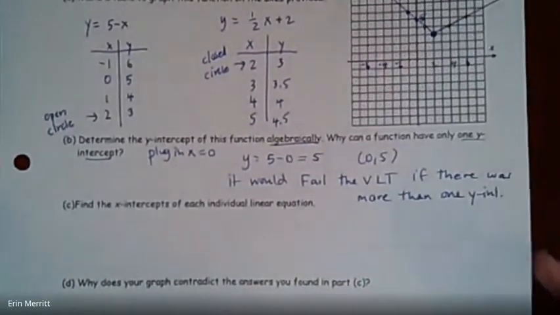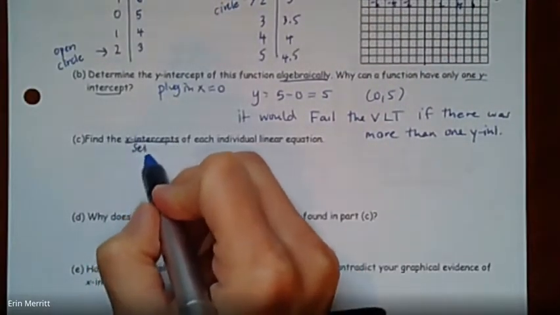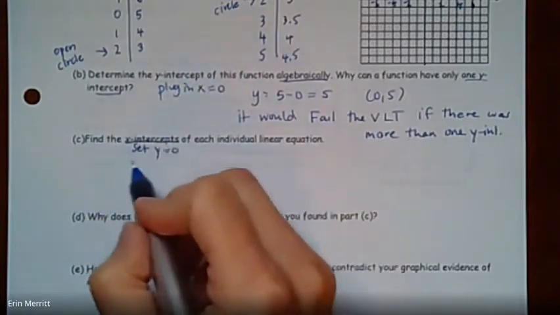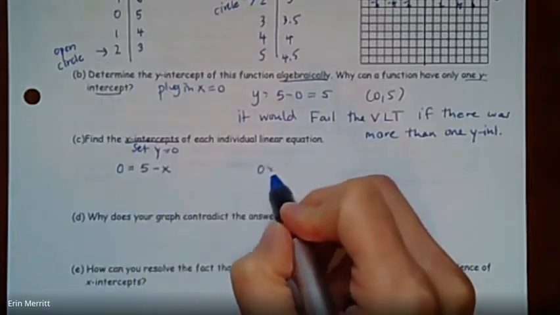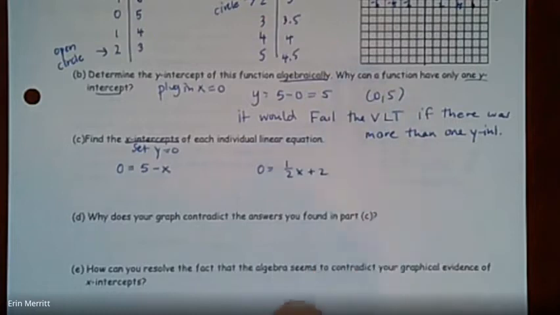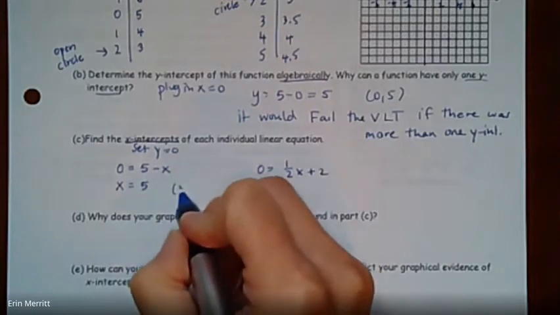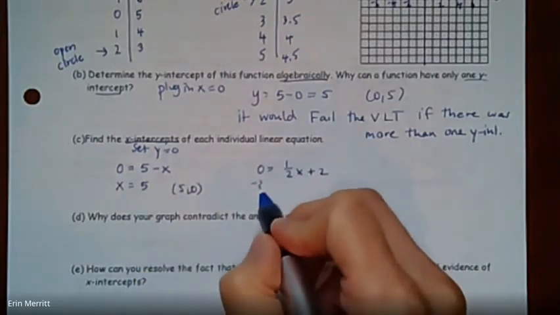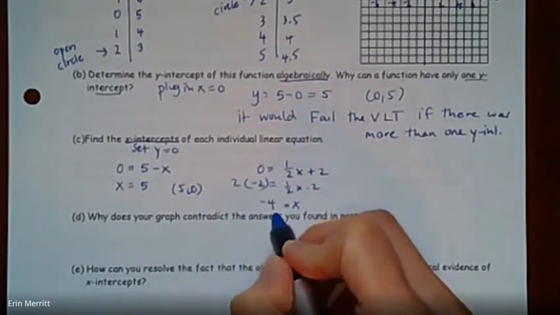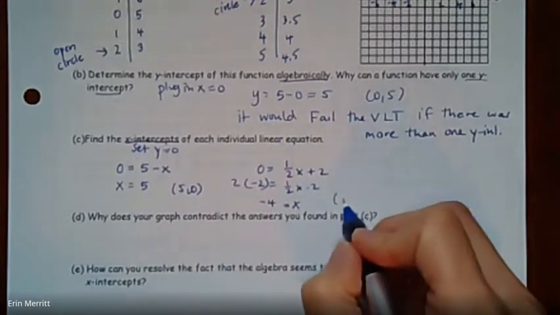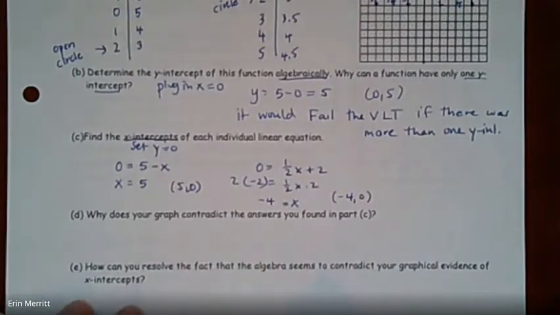When it says find the x-intercepts of each individual linear equation, for the x-intercept, that means we're going to set y equal to 0. Take the first one. If I set it equal to 0, and then the second one, if I set it equal to 0, we can solve each. This one's quick. Just add this over. x would come out to be 5 here. So that would be the point (5, 0). If I subtract 2, and then double both sides, it'd be x equals -4, which would be the point (-4, 0). So that would be each linear function's x-intercept.